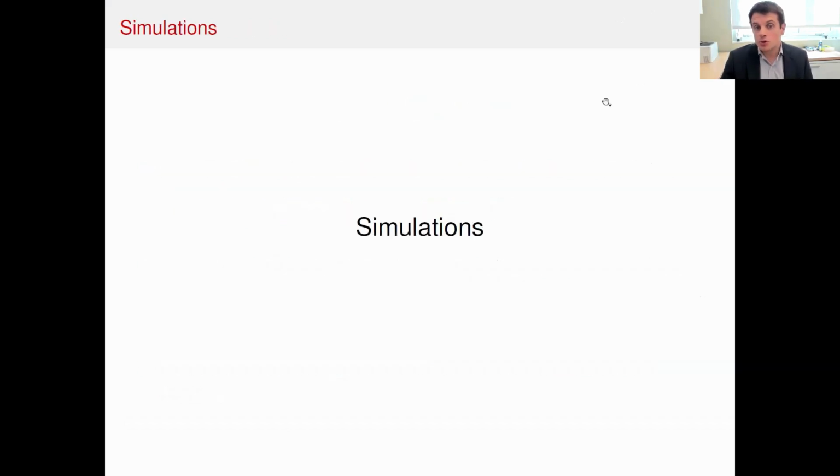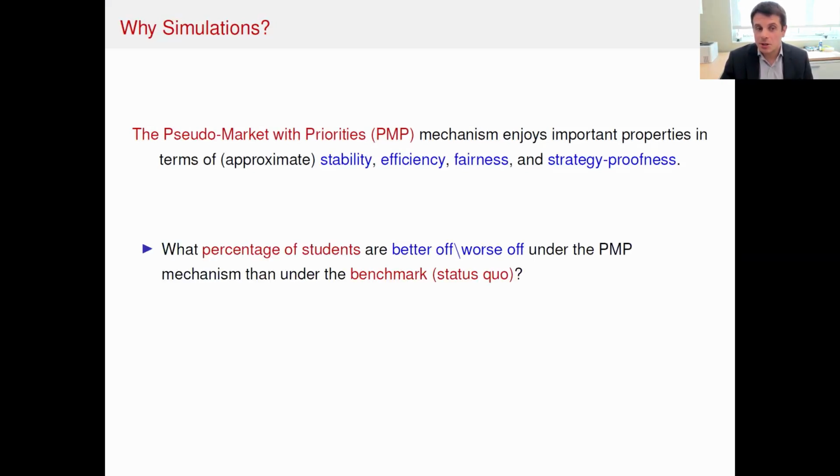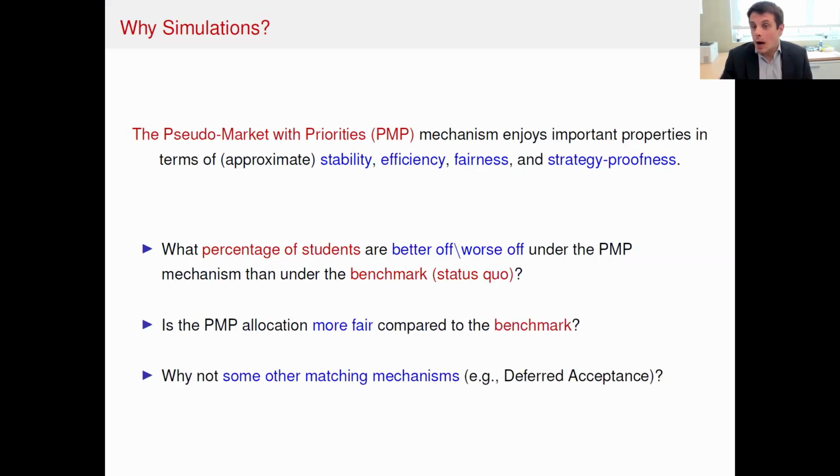Okay, so we do simulations. We know that a pseudo-market with priorities has some nice properties. But why do simulations? Well, first of all, these properties have to be communicated to the administration. Second of all, it's of course nice that we have these nice properties, but typically what the administration cares about and asks is: what percentage of students will be better off or worse off?